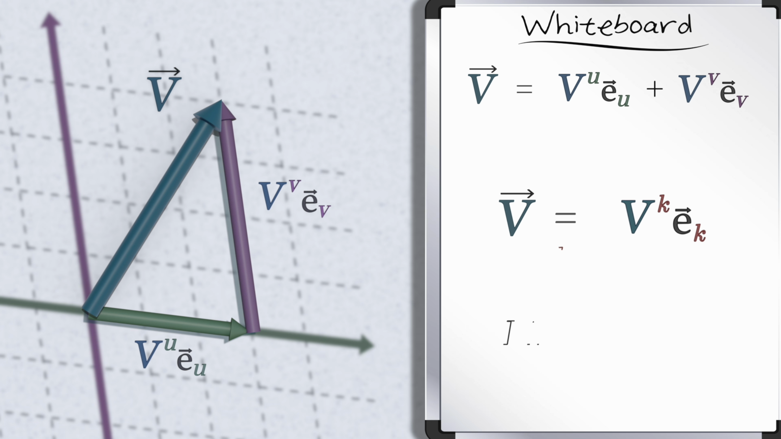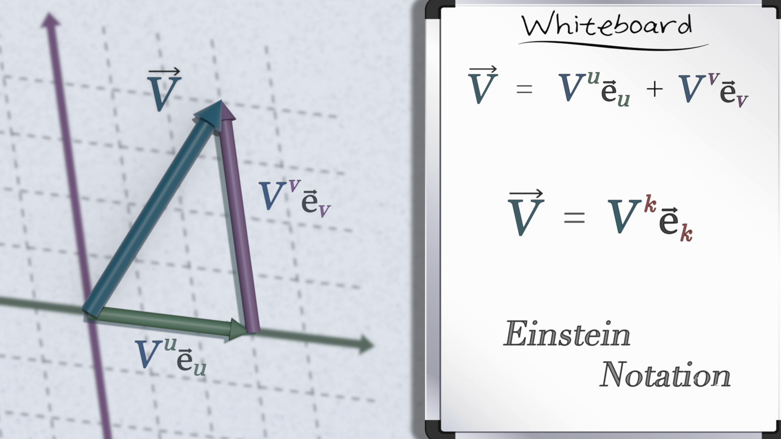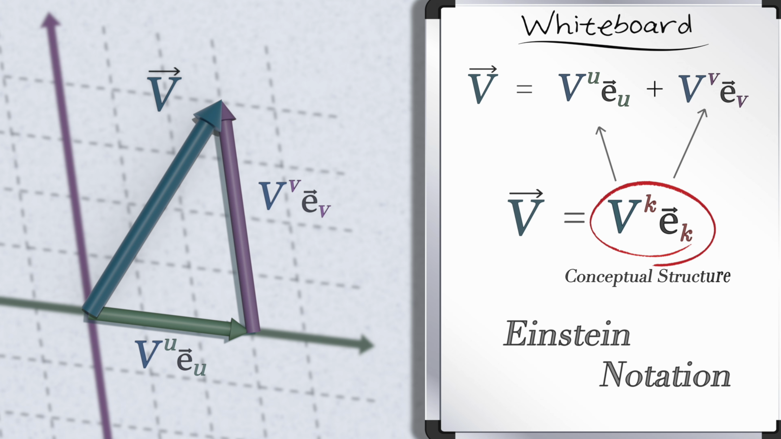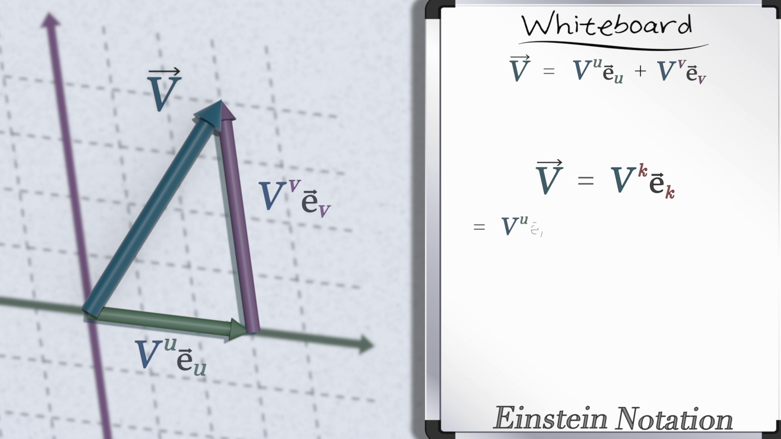This notation, the Einstein notation, allows us to preserve the conceptual structure of the vector while avoiding the writing out of repetitive and lengthy summations. And it also conveniently generalizes to higher dimensions.